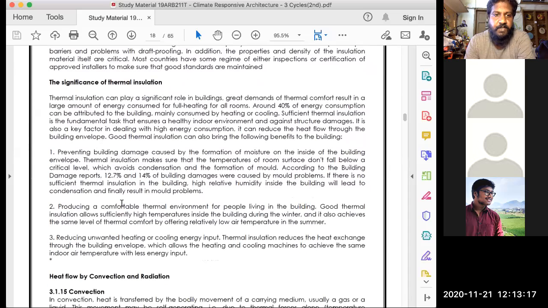The significance of thermal insulation: preventing building damage caused by the formation of moisture. This we spoke of. Producing a comfortable thermal environment for people living in the building. This again, yes, we know. And this third point we didn't speak of, but indirectly it is also related: reducing unwanted heating or cooling energy input. That is why we need to use extra resources to cool a place.